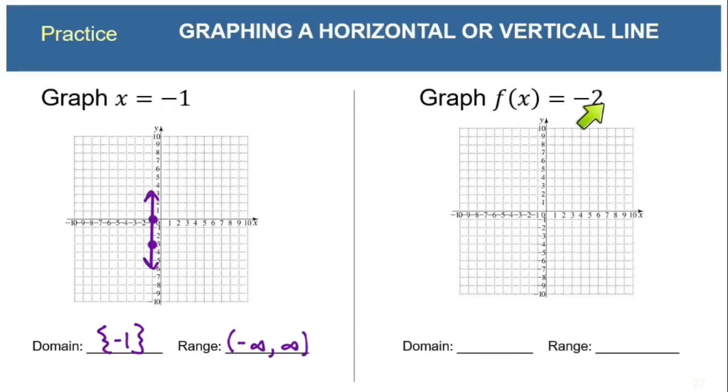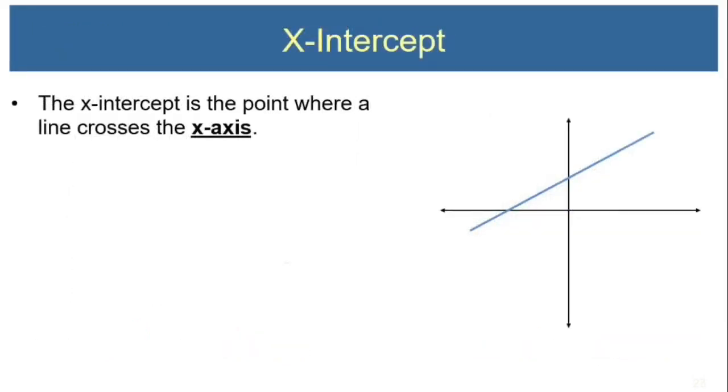For f of x equals -2, this is equivalent to y equals -2, and so we know that this line contains every point whose y-coordinate is -2. So 0, -2, and any other point where the y-coordinate is -2, and that's going to form a horizontal line. So for this line, the domain extends forever to the left and forever to the right, so -infinity to +infinity. But the range is just this one y value, so the range is just the set containing -2.